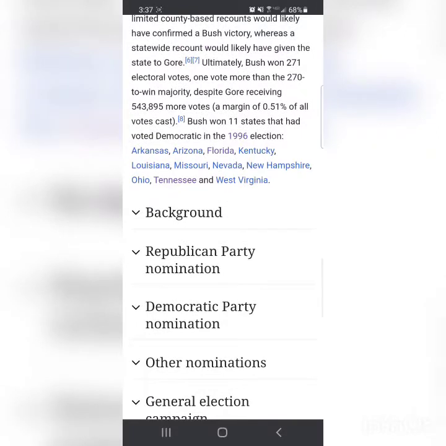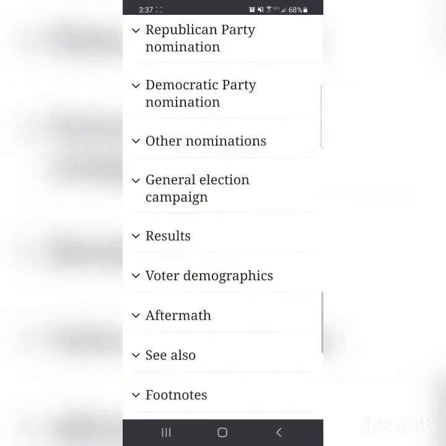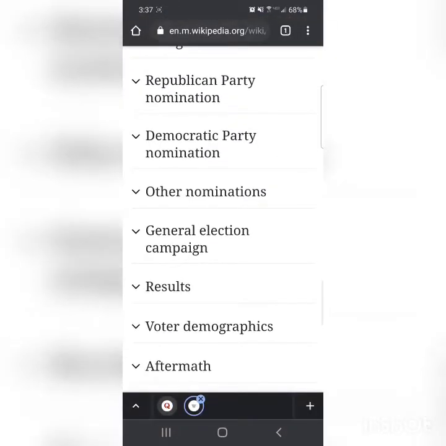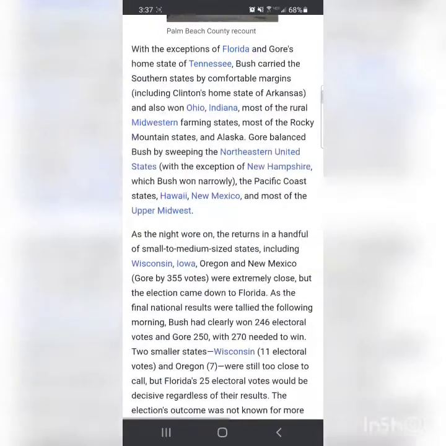He won 11 states that had voted Democratic in 1996: Arkansas, Arizona, Florida, Kentucky, Louisiana, Missouri, Nevada, New Hampshire, Ohio, Tennessee, and West Virginia. The weirdest combination ever of states that he flipped. So, let's go ahead and go over to the results.